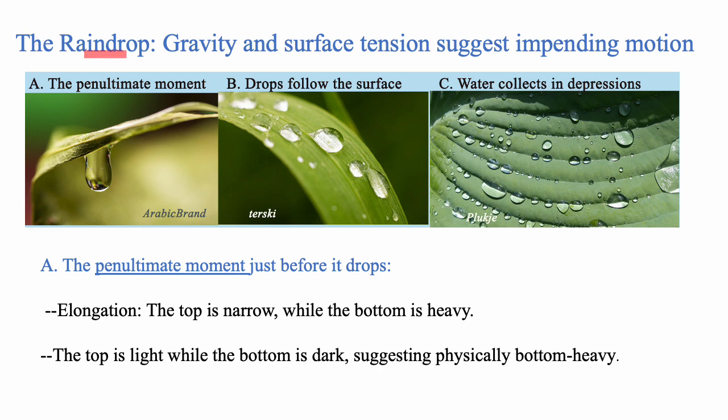A raindrop combines gravity and surface tension to make the drop look like it's just about to fall. And this is the penultimate moment, right before the drop is about to fall. And to make it look convincing, you have to indicate that the drop is bottom heavy. And you can do that in two ways. First of all, narrow the top and make the bottom larger and bulbous. And the other way is to make it light on top and dark on the bottom, so it looks physically heavy.